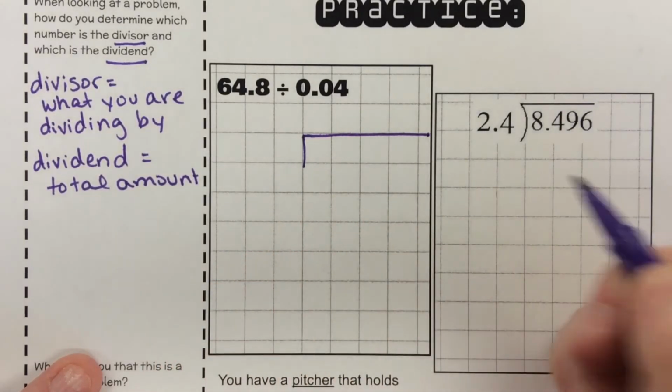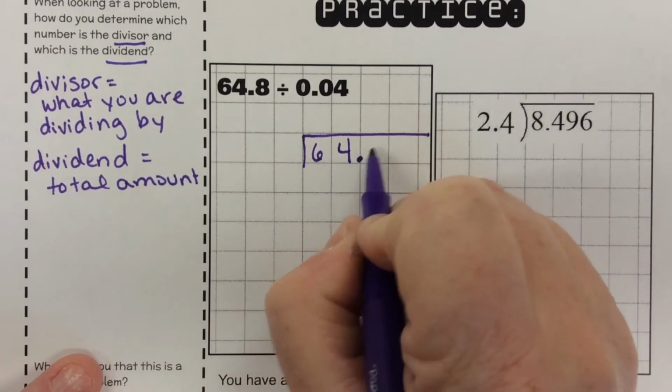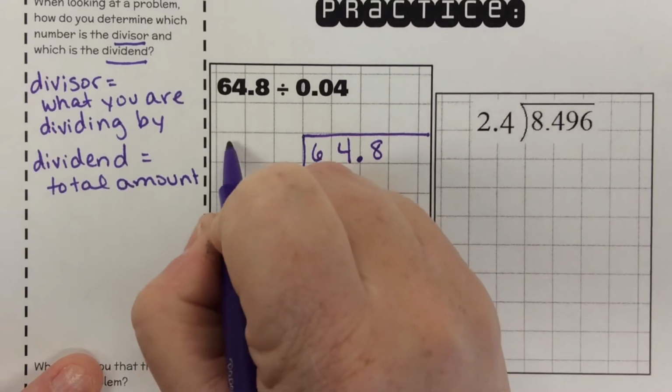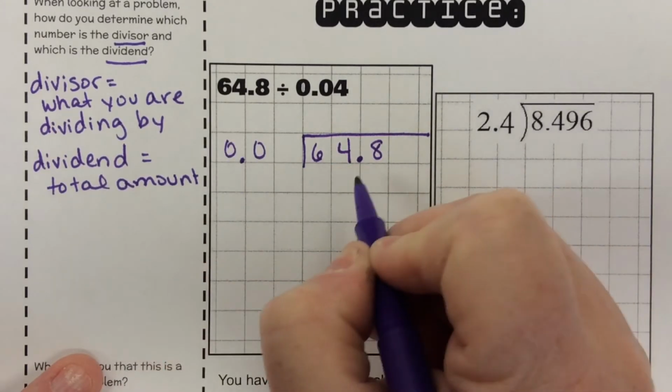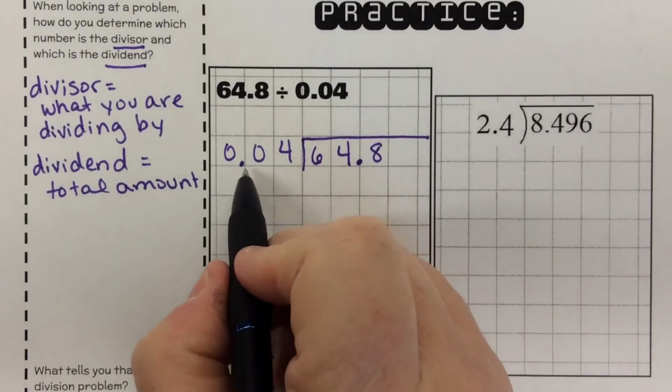Okay, we'll put a couple places here. So this is 64.8 divided by 0.04. All right, so let me grab another colored pencil or pen here. Okay, I have a blue one. That works. Okay, so what I'm going to do here is I need to make this a whole number.